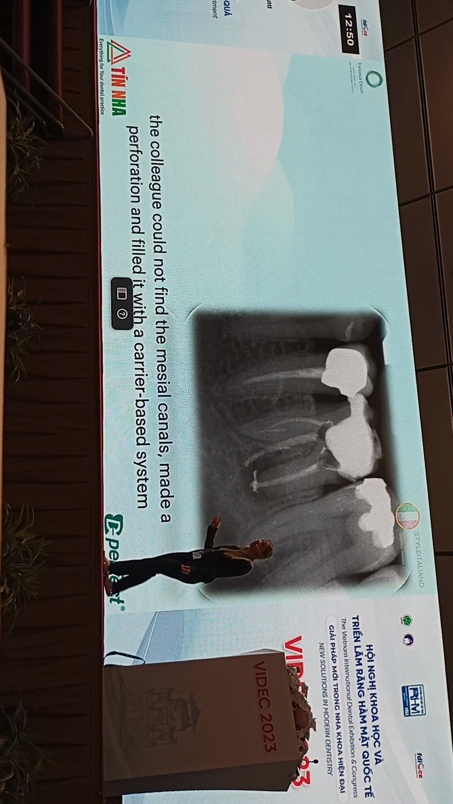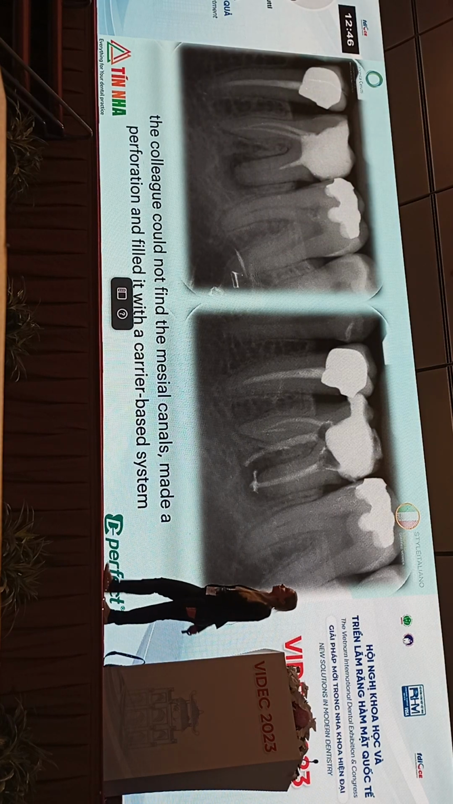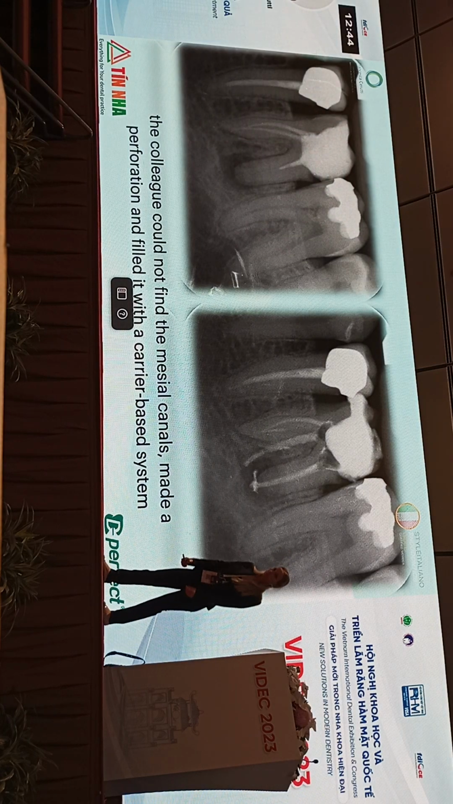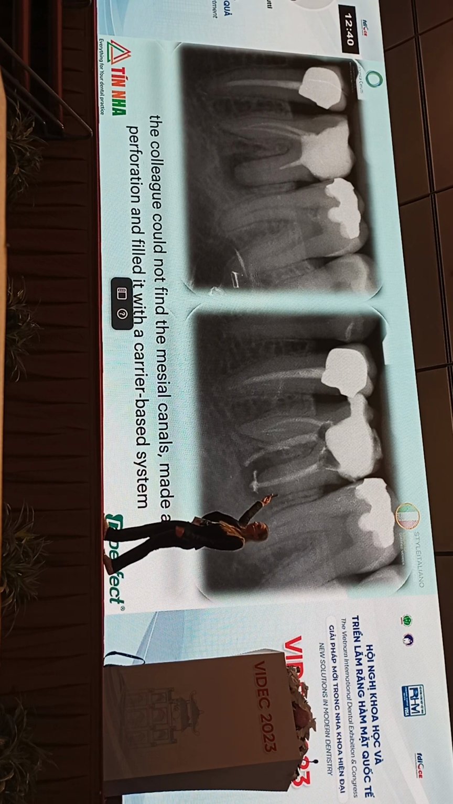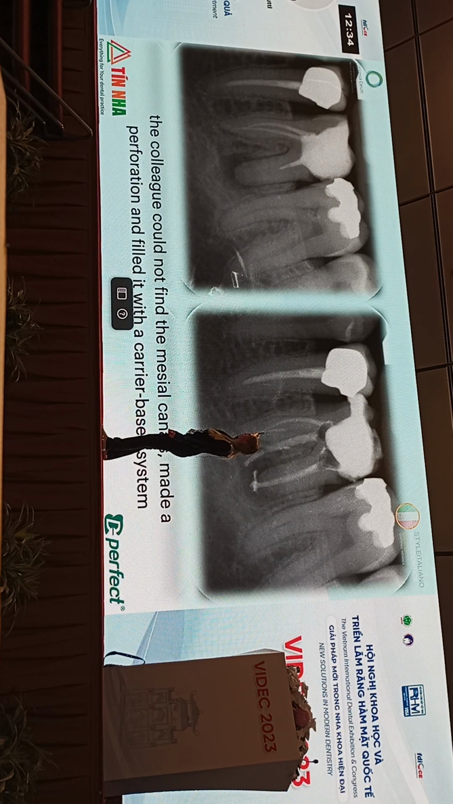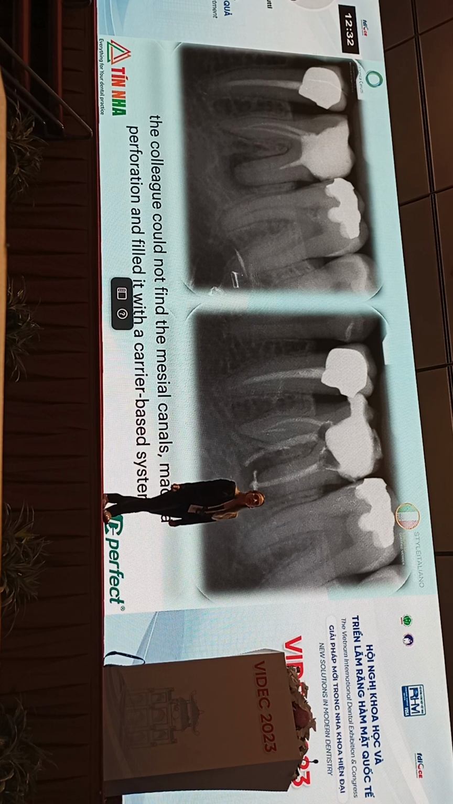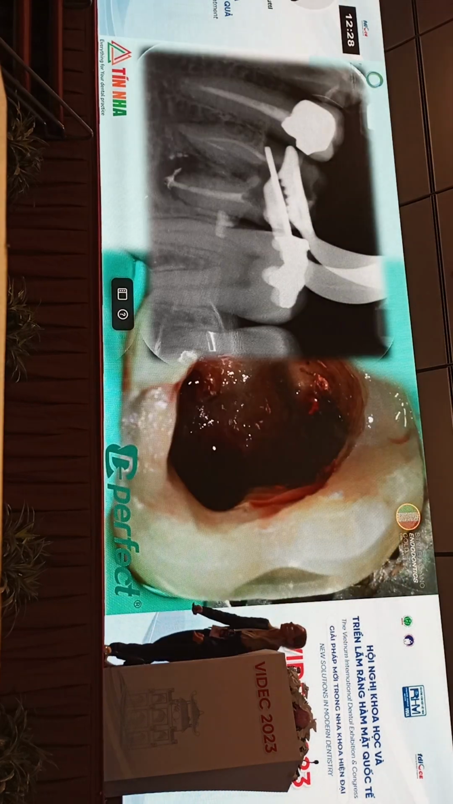I asked him for his preoperative X-ray. You see, there was no perforation. He did it. Why? Because the inclination of his access cavity was wrong. He wasn't able to do this in order to find the opening of the mesial canals, and so he would not retreat them, and he perforated.